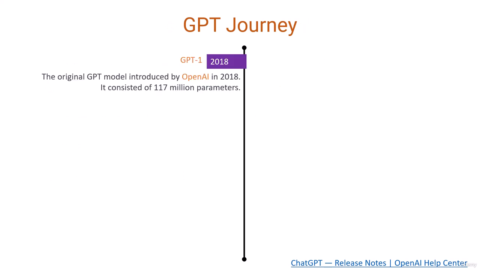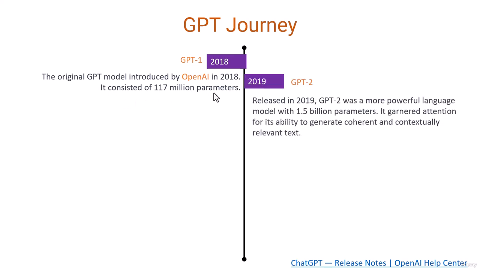If you want to know the journey of GPT, the original GPT model was introduced by OpenAI in 2018. It consisted of 117 million parameters. Later, in 2019, GPT-2 was released.